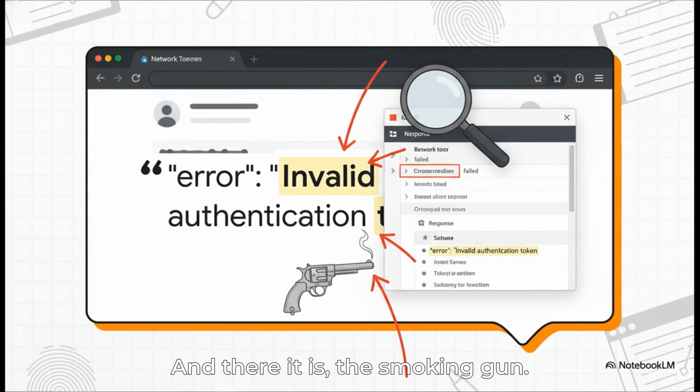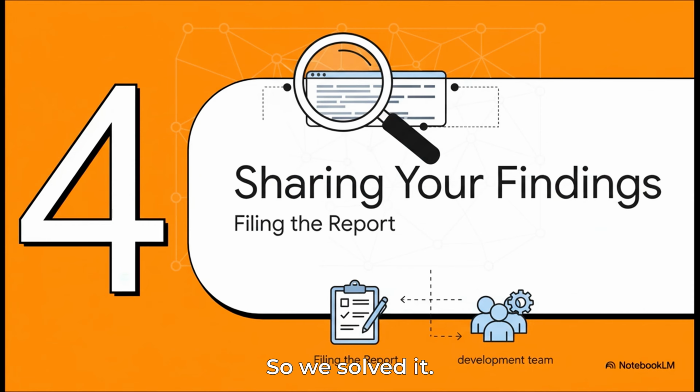And there it is, the smoking gun. Right there in the response tab, you'll often see a plain English error message. In this case, it's pretty clear. Invalid authentication token. We've cracked the case. The button didn't work because the server thinks the user isn't logged in correctly. Mystery solved. So we solved it.